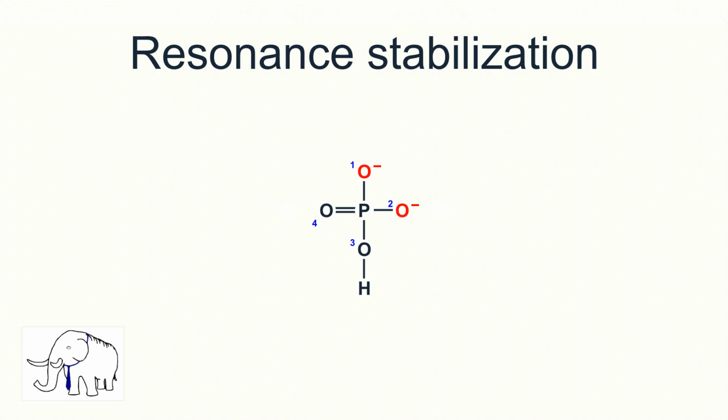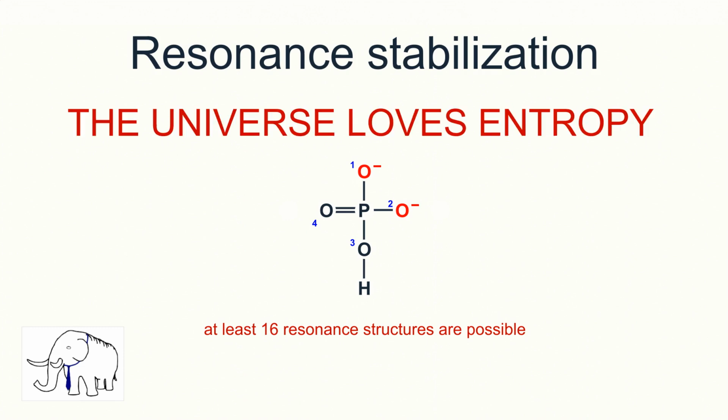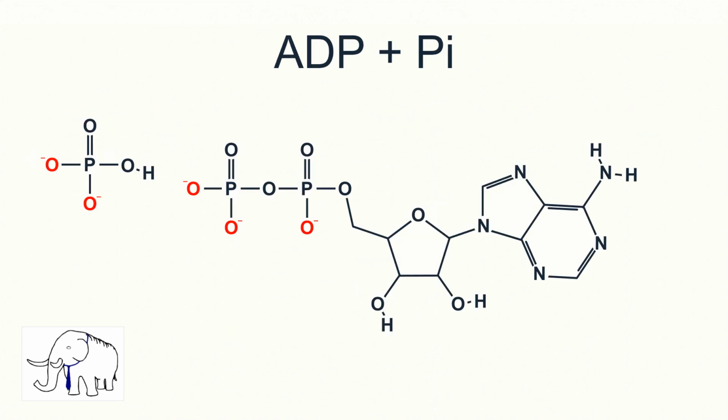When I was sketching these out on a piece of paper, I counted at least 16 different resonance structures for this phosphate ion, and I might have missed some. More resonance structures equals more entropy, and the universe likes entropy. So our 2 reasons why the phosphoanhydride bond is a high-energy bond: we're moving negative charges further apart from each other, reducing electrostatic repulsion, and we're making a whole bunch of entropy through our old friend resonance stabilization.